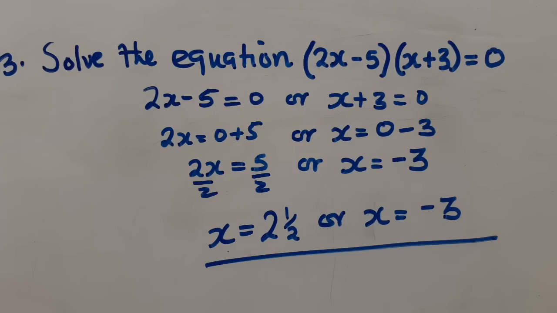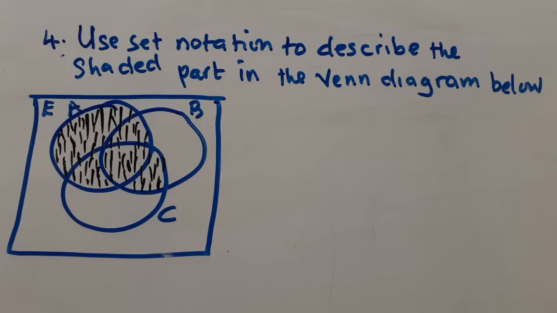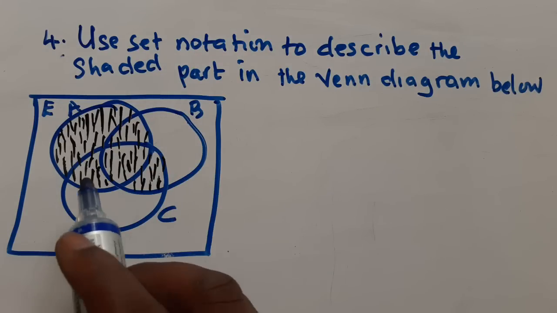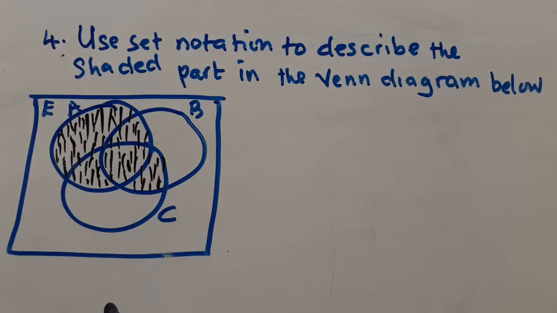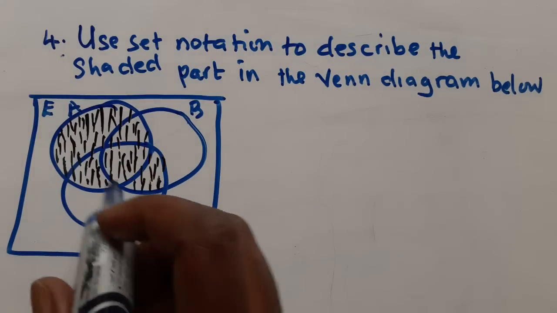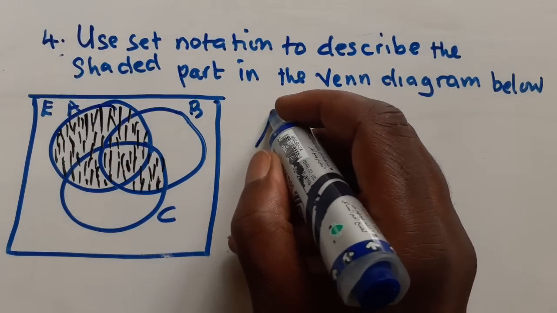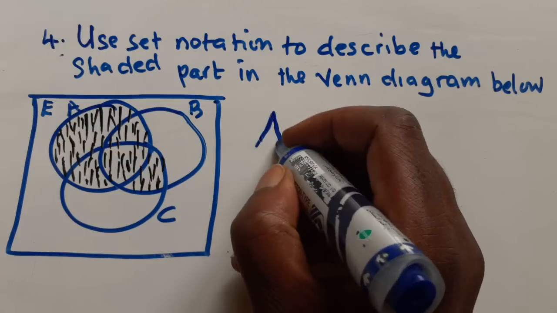Let's move on to the next one, which is question 4. Use set notation to describe the shaded part in the Venn diagram below. So here, there's one thing that you are supposed to look at. Which parts are shaded here? So set A is shaded in totality.